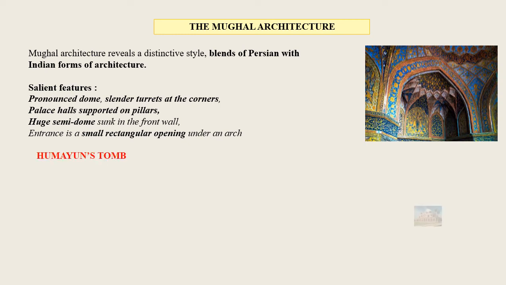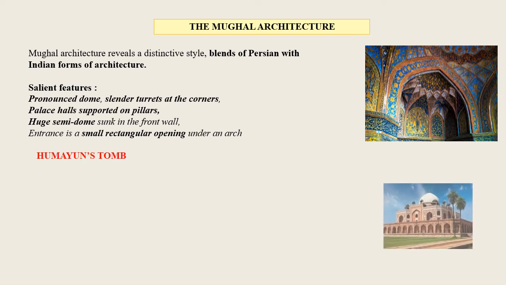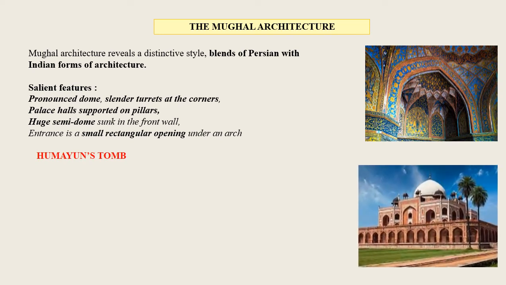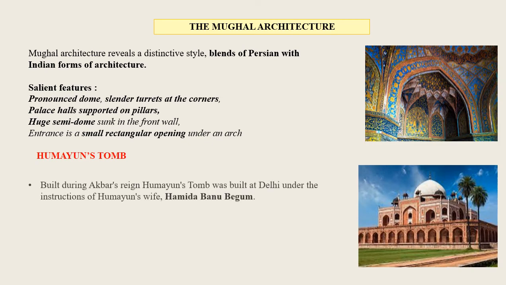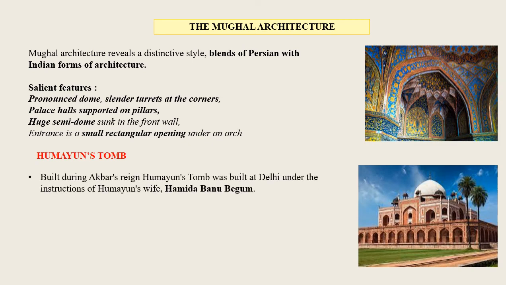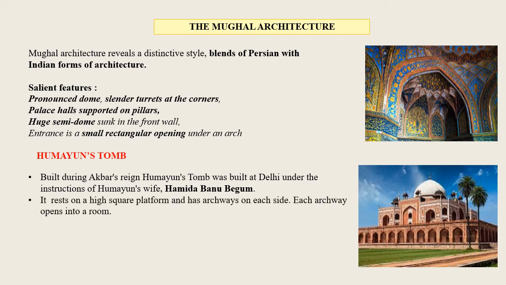Humayun's tomb. During the early years of Akbar's reign, Humayun's tomb was built at Delhi under the instructions of Humayun's wife Hamida Banu Begum. The building rests on a high square platform and has archways on each side. Each archway opens into a room. A unique feature of the building is its bulbous marble dome. Marble has been freely used in the construction of the building.